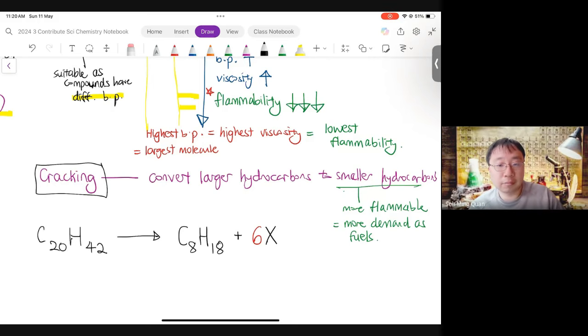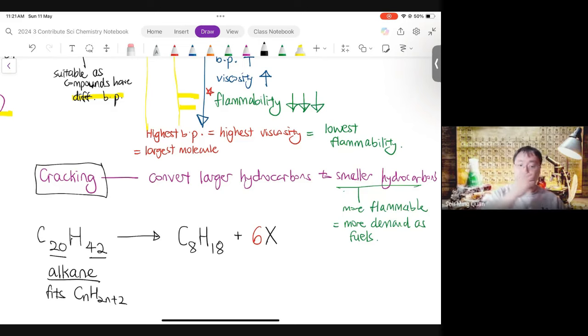Okay, so I started with a very big hydrocarbon, C20 is big, right? 20 carbon atoms. C20H42, which by the way, if you look at the numbers, this is an alkane. How do you know it's an alkane? Because it fits the general formula CnH2n plus 2. All right, so this is a big alkane. I can crack it to form C8H18 and 6 molecules of X.